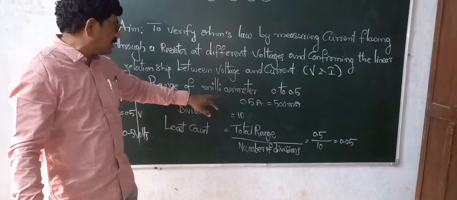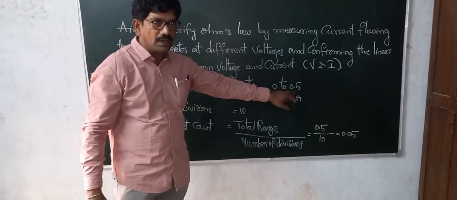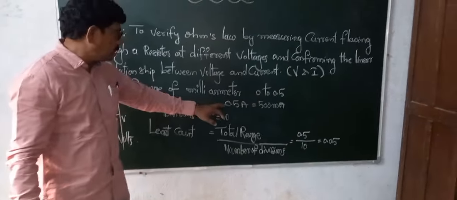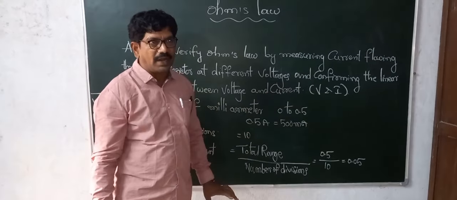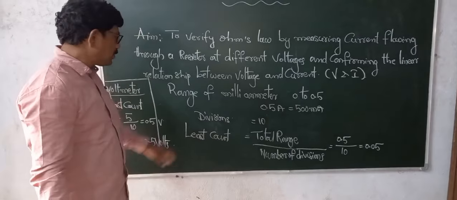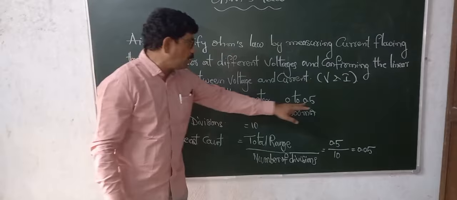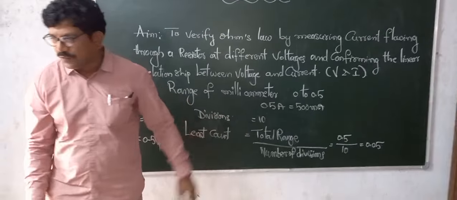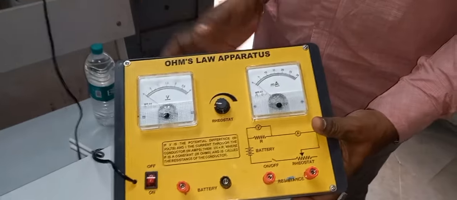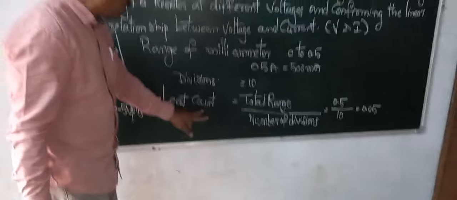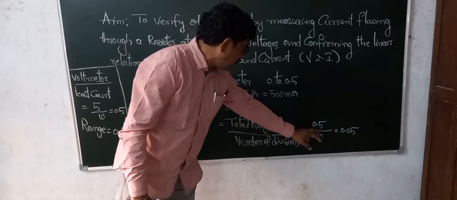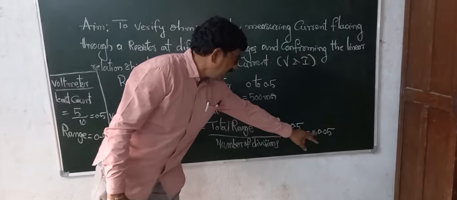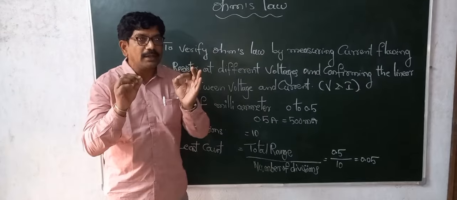The range of the milliammeter is 0 to 0.5. So 0 to 0.5 is divided into 10 smaller units. So its least count is equal to the total range, 0.5 milliamps, divided by 10, which is nothing but 0.05 milliamps. Observe the 10 smaller units. So its least count is 0.05 milliamps. First of all, you have to calculate the least count.